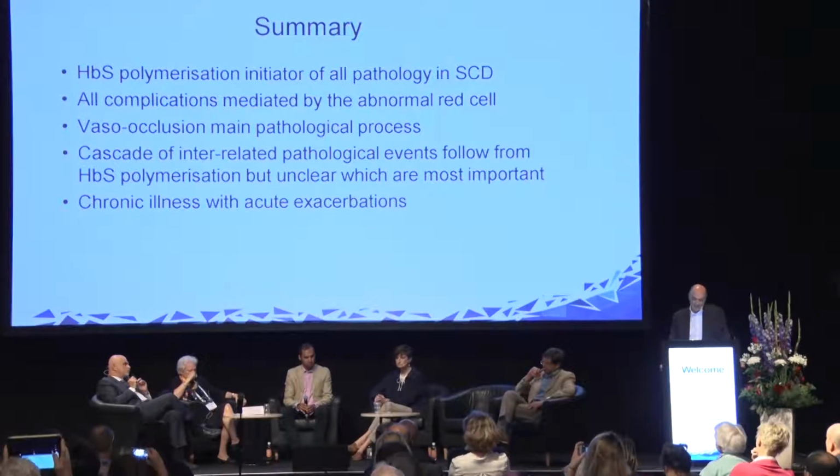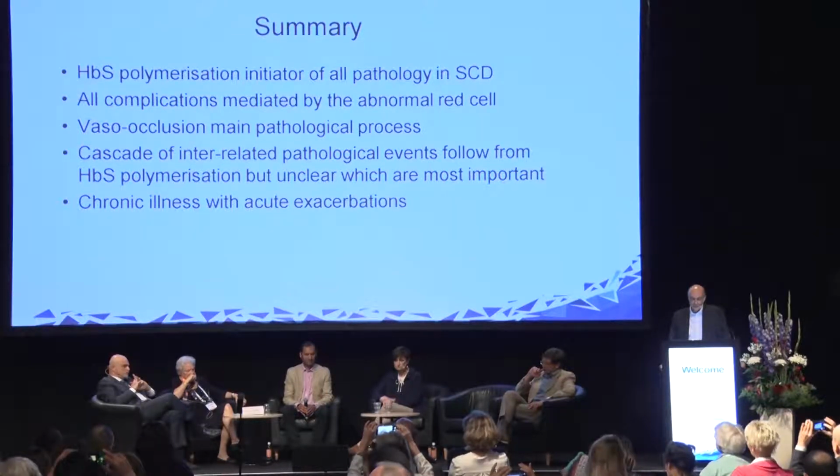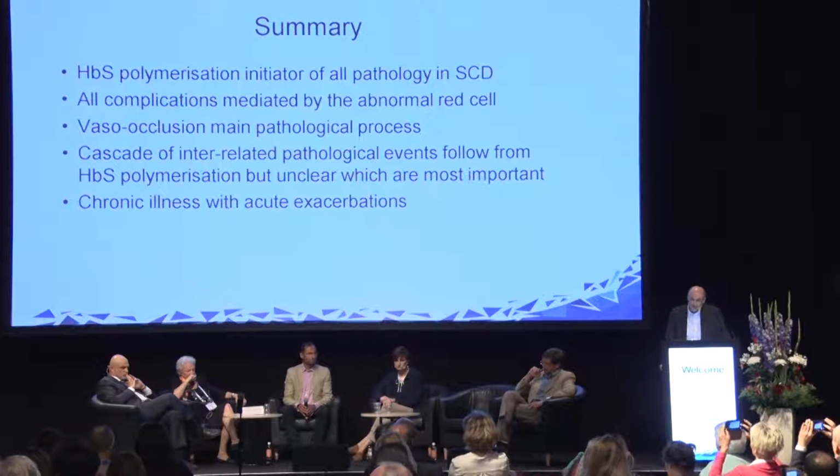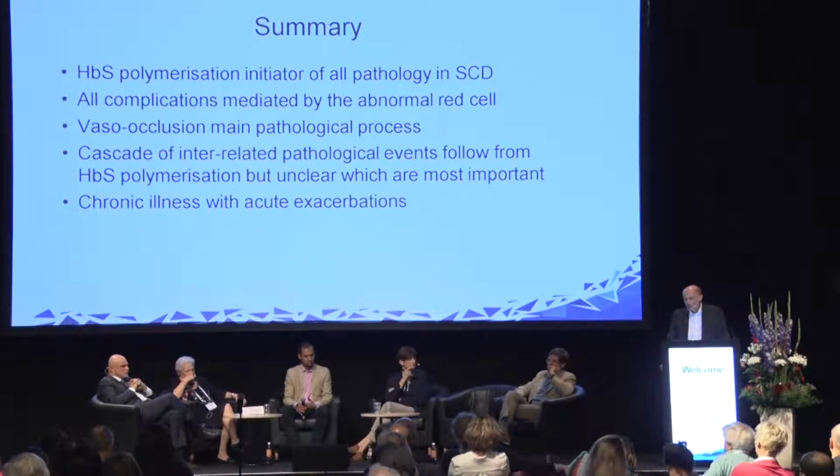So in summary, hemoglobin S polymerization is the initiator of all pathology in sickle cell disease. I'm being very didactic actually, all complications are mediated by the abnormal red cell. Although you rarely use all or never in medicine, I think both those statements are true. Vaso-occlusion is the main pathological process. That's arguable, but I believe it. And then there's a cascade of interrelated pathological events which follow on from the S polymerization, but it's unclear which of those are most important. They're all important in one sense, and they're all not important in another sense. And it is a chronic illness with acute exacerbations. Thank you.